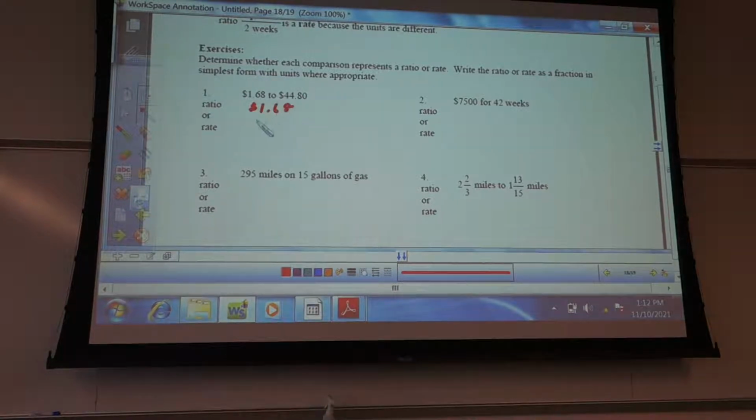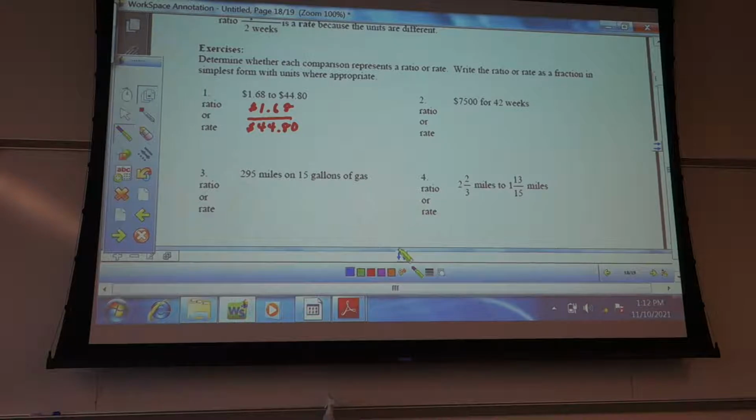168 over 4480. Is this going to be a ratio or a rate? Do they have the same terms or different terms? Ratio. Yeah, it's going to be a ratio. They have the same terms. The dollar signs go away. Does everyone kind of see that?